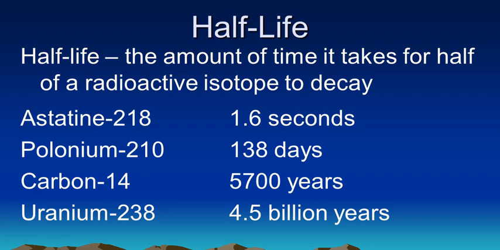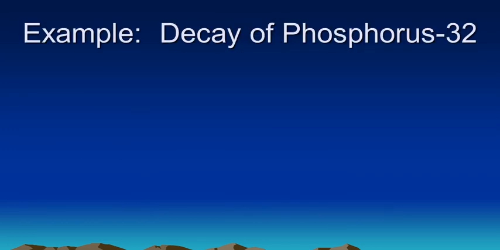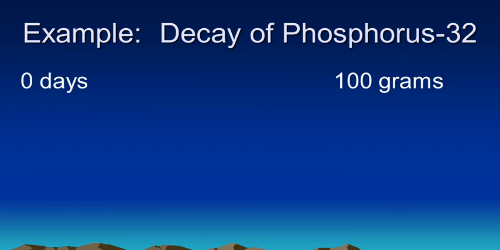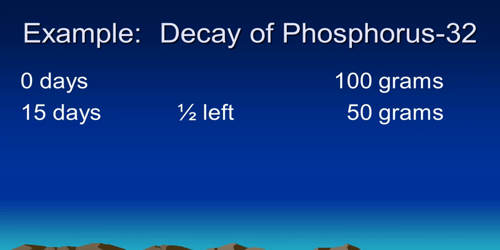Now, how does half-life work? Well, let's examine the decay of a certain isotope here. Let's say that this isotope is radioactive, and we start with 100 grams of it. And let's suppose that it has a half-life of 15 days. Well, if that's the case, then after 15 days, according to this idea of half-life, half of it is going to be left, and so you'll be left with 50 grams.